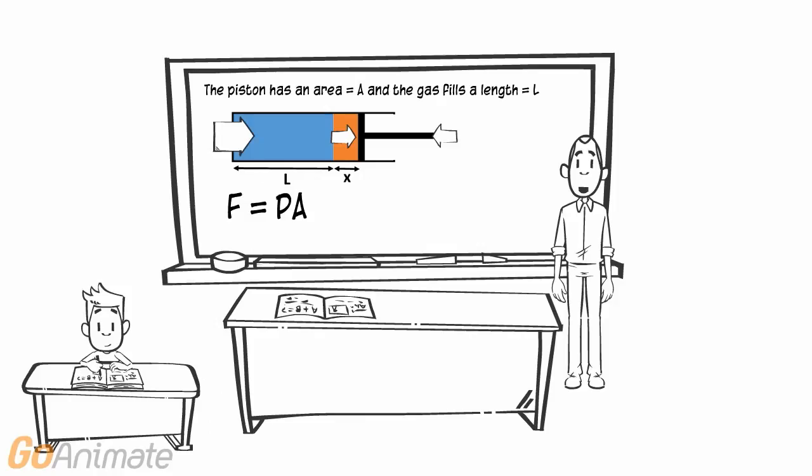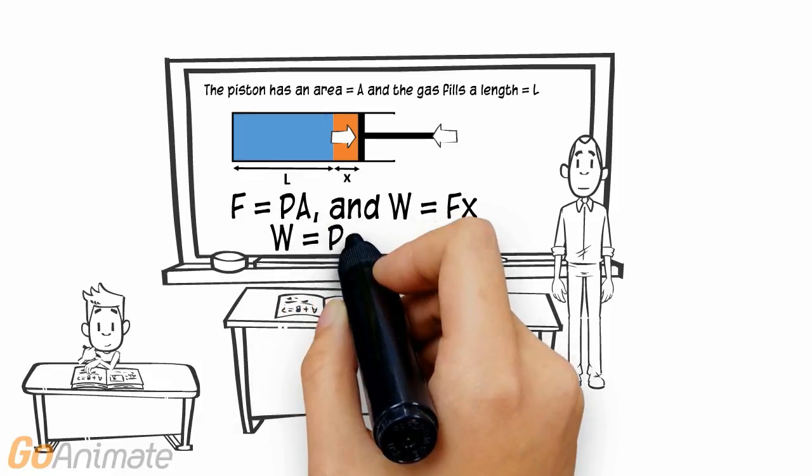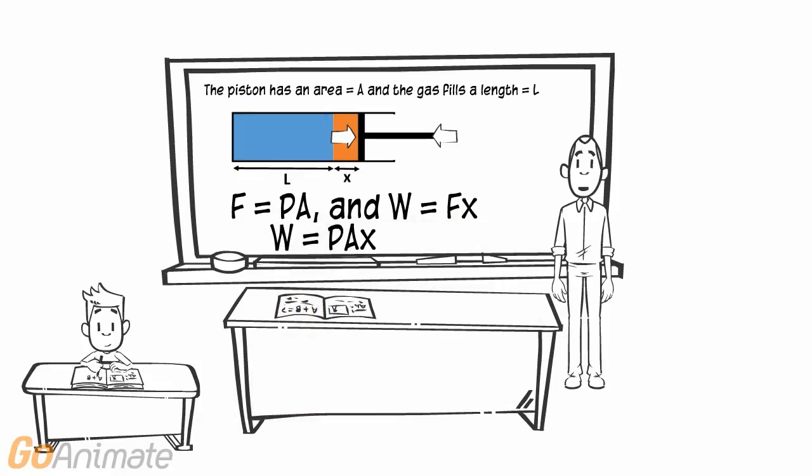Recall that pressure is force per unit area. So force equals pressure times area. Also recall that the work done by a constant force to move an object a distance of x is the product of F and x. Now, let's put it all together. If we combine the two equations we get, work equals P times A times x.